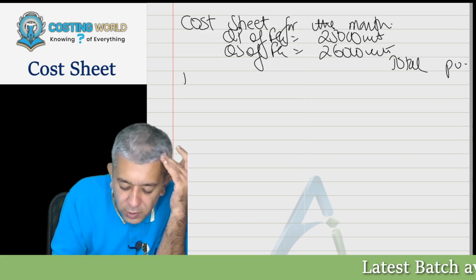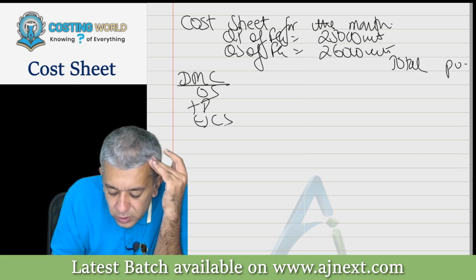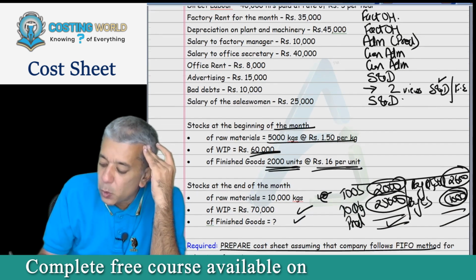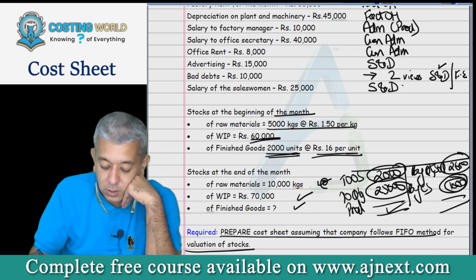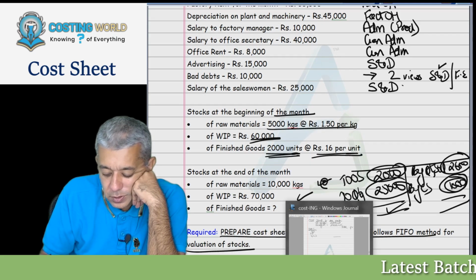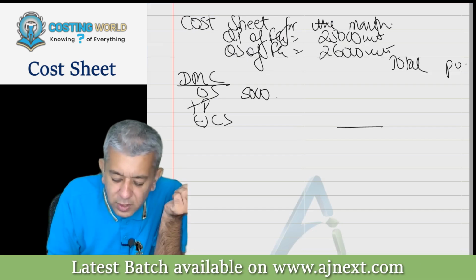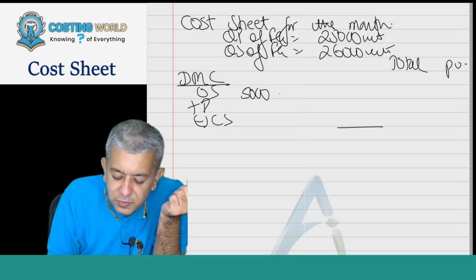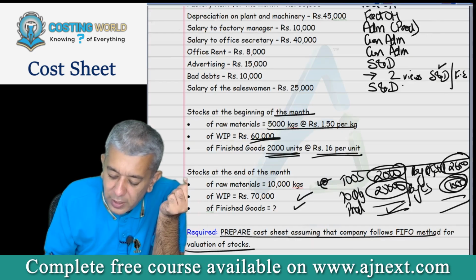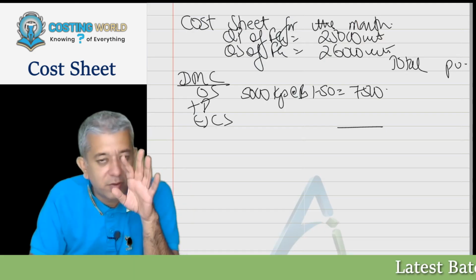First of all, direct material consumed, that's opening stock, add purchases, less closing stock. Now see. Tell me from this particular question, what is opening stock of material? 5,000 kg. But that is the kgs. I got to be writing cost here. So in this particular case, 5,000 kgs, opening stock was valued at what rate here? 1.50. So therefore, inner column 7,500.